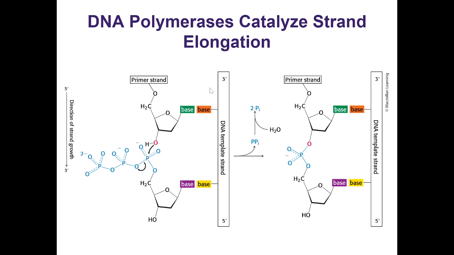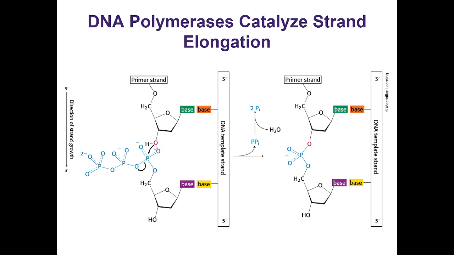Okay, so the DNA polymerases are going to catalyze strand elongation. Again, here we see the overall concept. Again, we have the primer strand. This is our DNA template strand. Our bases will match each time. Here we're seeing more clearly the mechanism part, right? And so what we have here is the hydroxyl group on the 3' end, which is the one we're going to elongate.